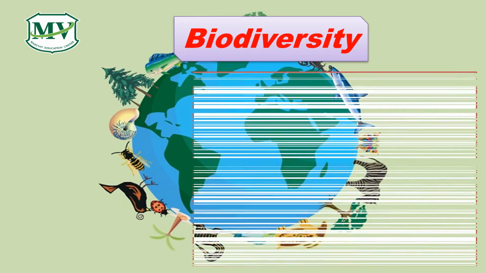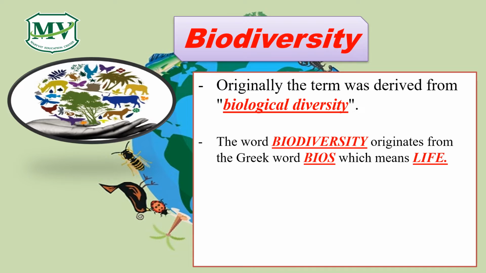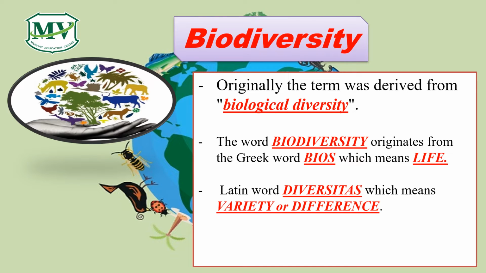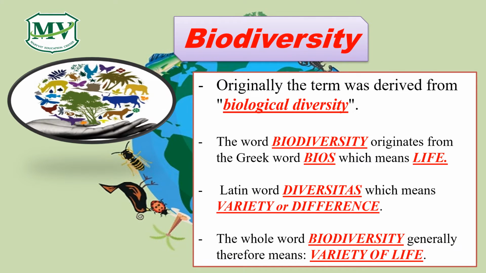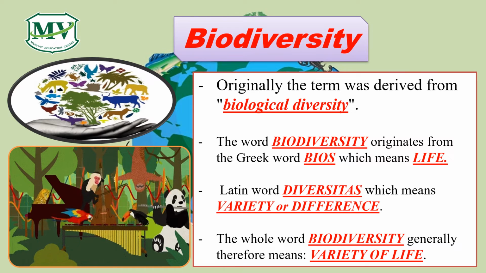The term biodiversity was originally derived from biological diversity. The word biodiversity originates from the Greek word bios, which means life, and Latin word diversitas, which means variety or difference. The whole word biodiversity generally therefore means variety of life.